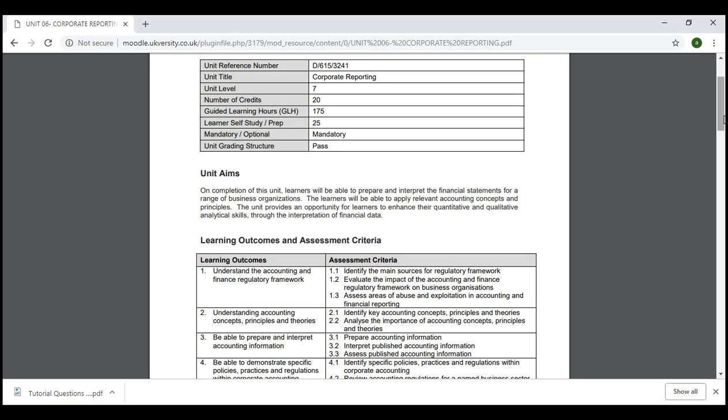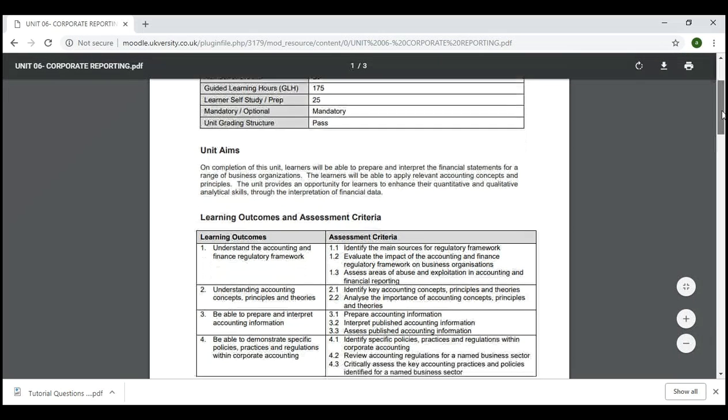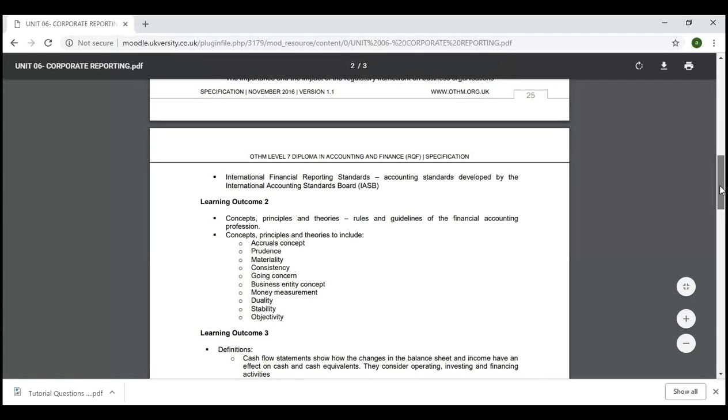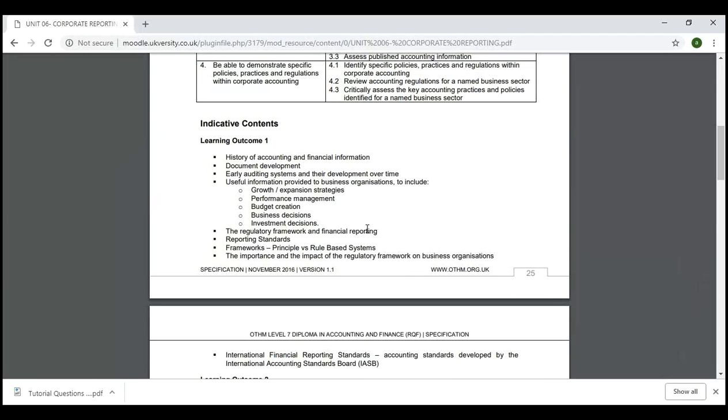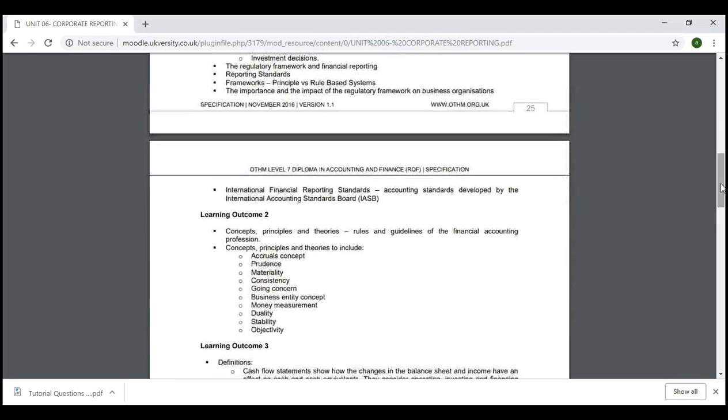Brilliant, well done. So we discussed IAS 1, we discussed the conceptual framework, we discussed the role of the International Accounting Standards Board, we discussed the principle and rule-based approach. We discussed during our first lesson performance management, budget creation, business decisions, investment decisions, and how we can make principle and rule based. We discussed the International Ethics Standards Board. Principle is ethics and rule is the legislation or regulations. We discussed International Accounting Standards.